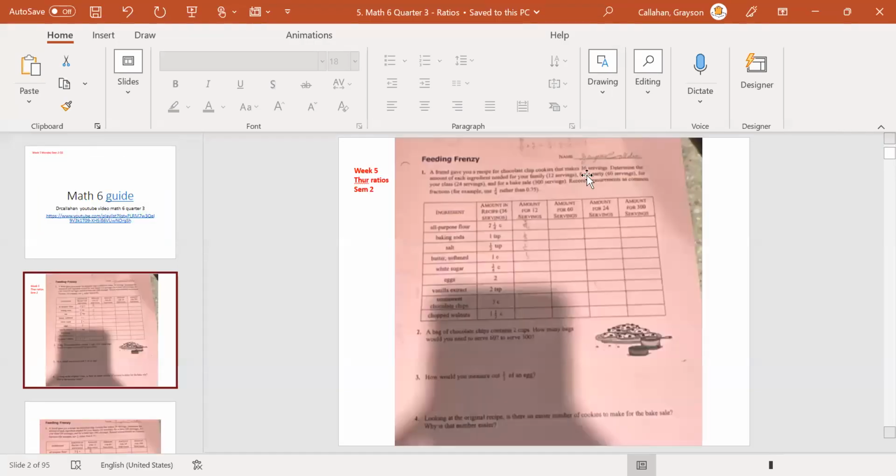Okay, so this is week 5, Thursday, ratios for semester 2, math 6.